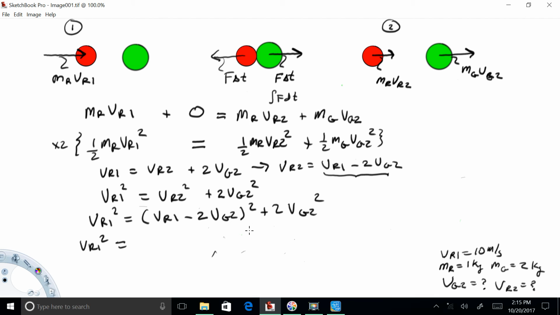Next step is to expand this term. Now this is just like A minus B, the quantity squared. So if I treat this like A minus B, the quantity squared, what we're going to get is VR1 squared minus 4 times VR1 times VG2 plus 4 VG2 squared. It's just like A minus B times A minus B and FOIL it. And finally this last term plus twice VG2 squared.